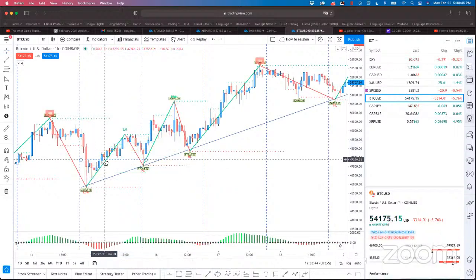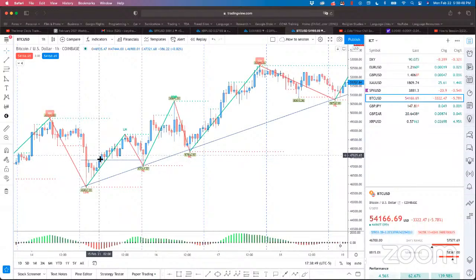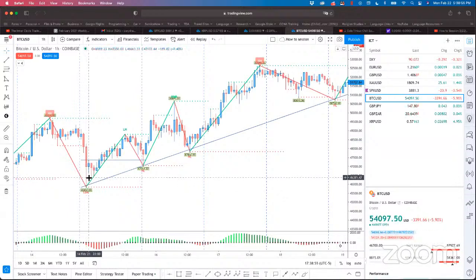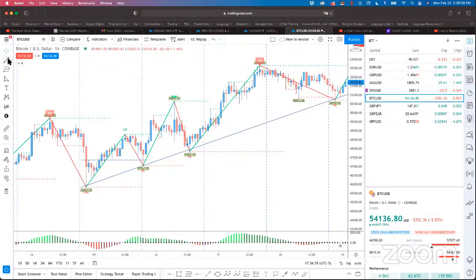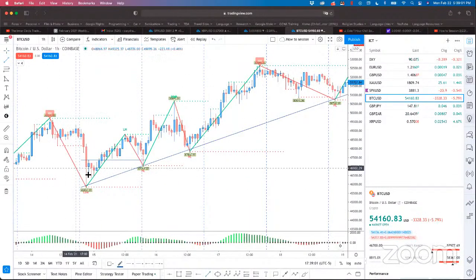Look at this. This would have been the first entry right here. Well, let's break it down because there's more than one. You could have entered off of this low, which would have been more dangerous though. You could have also entered off of this wick. 50% of this wick would have gave you this entry.